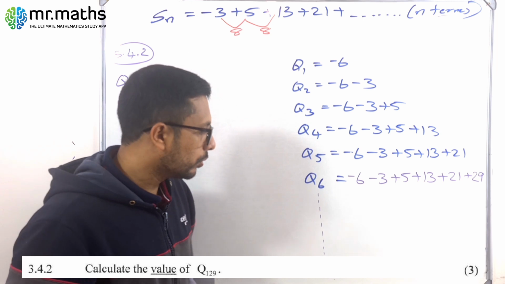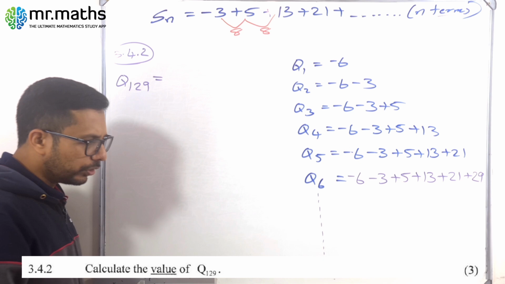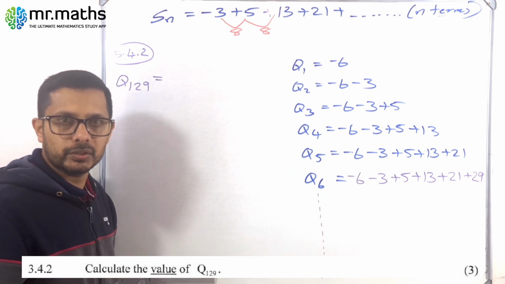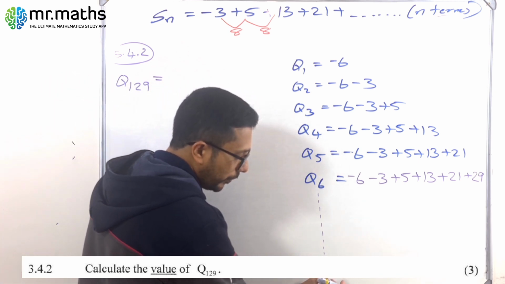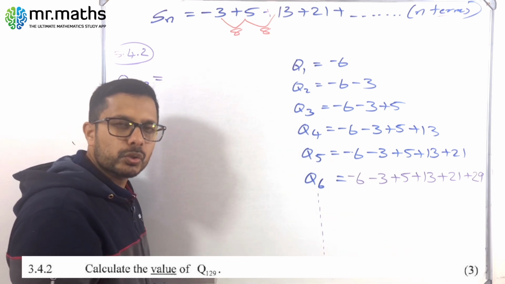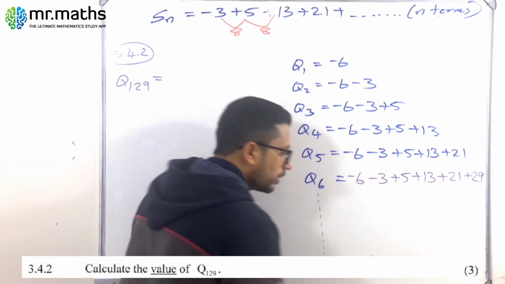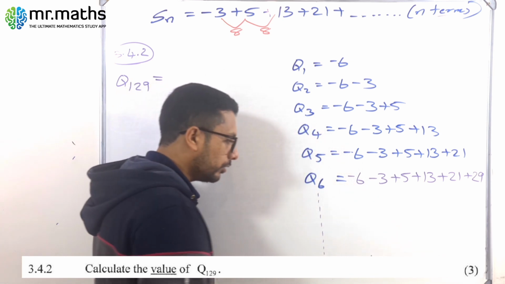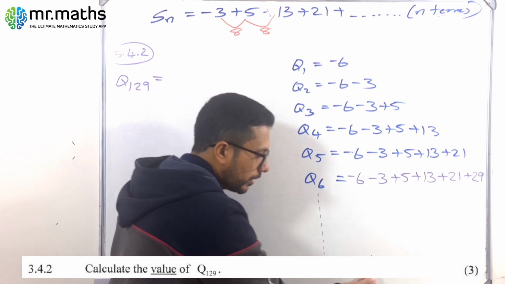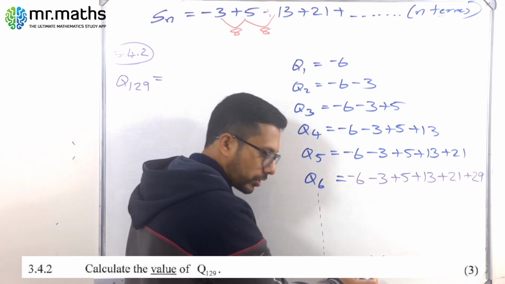Q129. Okay, so for that what we can do is this. Q129 means what? There are 129 terms there. Am I right? So in that Q129 there are 129 terms. First term is minus 6. Am I right? Then total how many terms are there? 129. So first term is minus 6. Then how many terms are there? 128 terms, because this is the first term, minus 6.